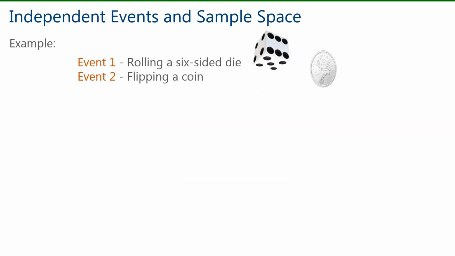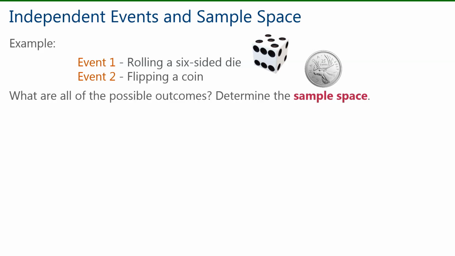So how do we construct our sample space? Here are two events. Event 1 is the rolling of a six-sided die, and event 2, the flipping of a coin. What are all of the possible outcomes? In other words, determine the sample space. And you could probably sit back and think about all of the possible outcomes in your head. The idea here is that we organize this using a visual.